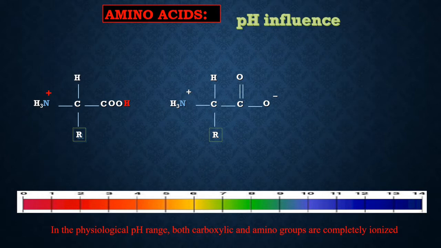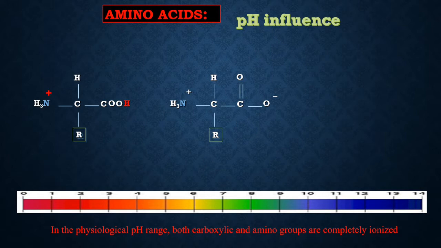Now, as we move to the right of our pH scale, that is at a pH of 4, 5, 6, and 7, again, we mentioned that the amino acid is at its zwitterion form, and that the majority of amino acids are within that pH level.